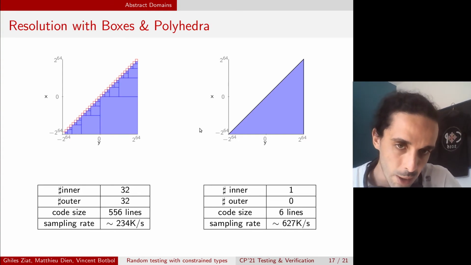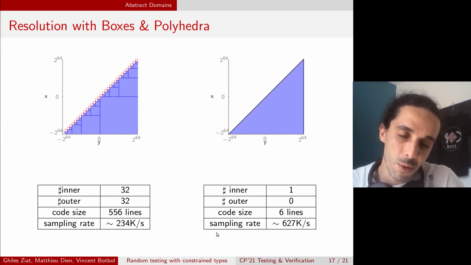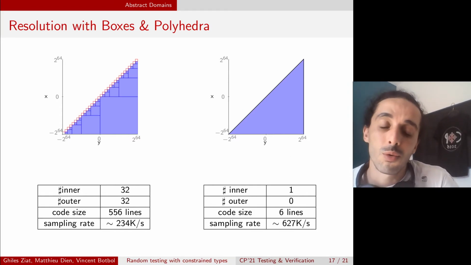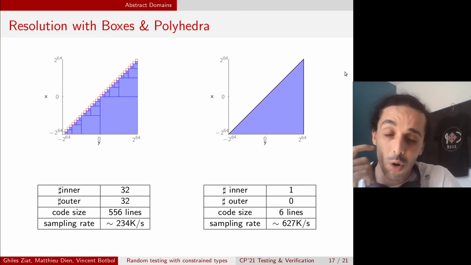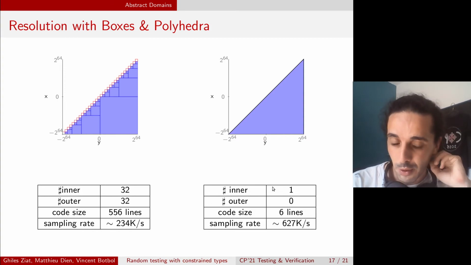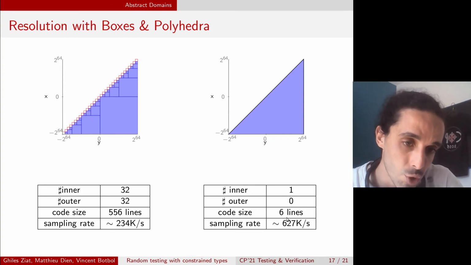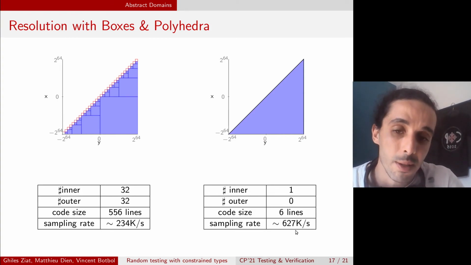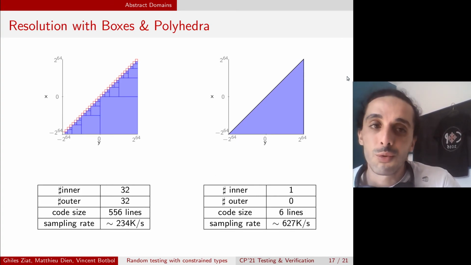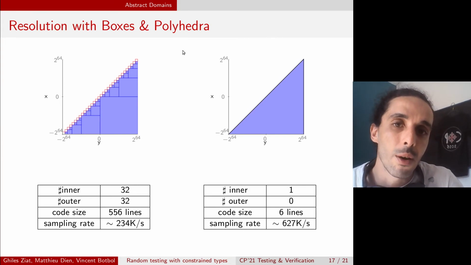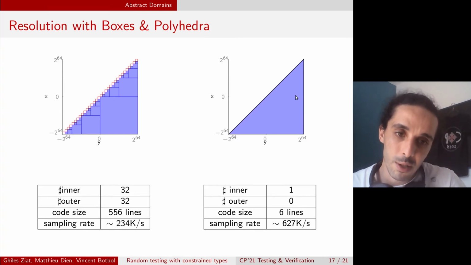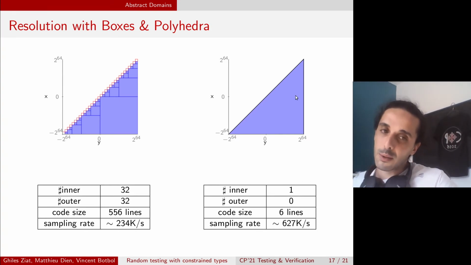If we compare this with the result we have with polyhedra, we can see that a single polyhedron is enough to cover the solution space. The code size is much smaller and the sampling rate is much faster. I have not explained how to uniformly draw a point within a polyhedron, but it is explained in the paper, so you can take a look at that.